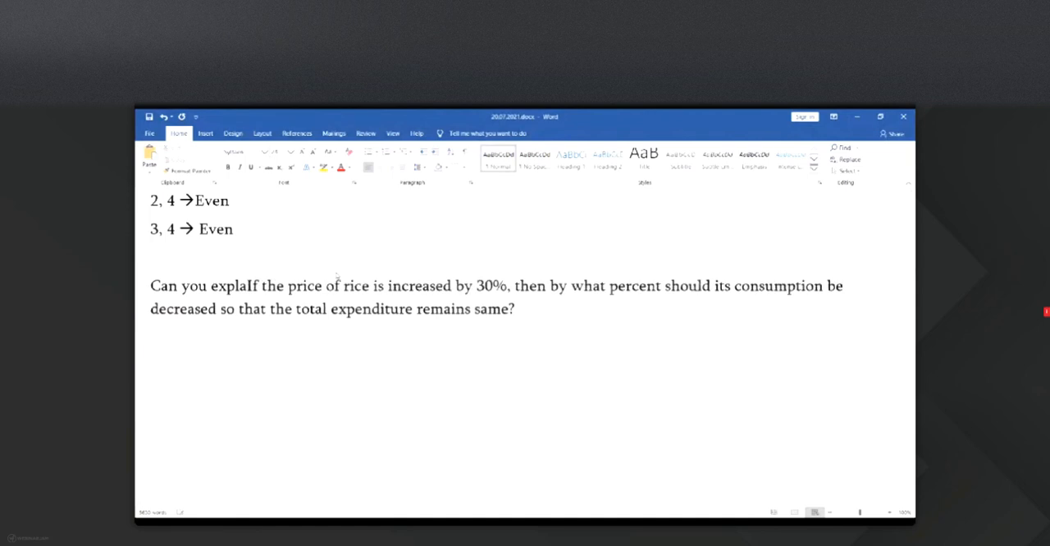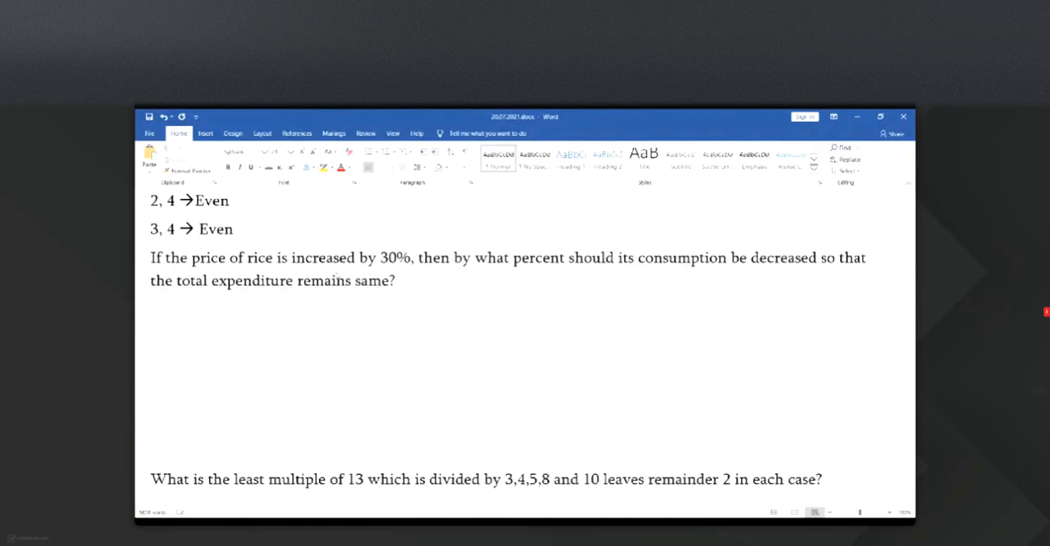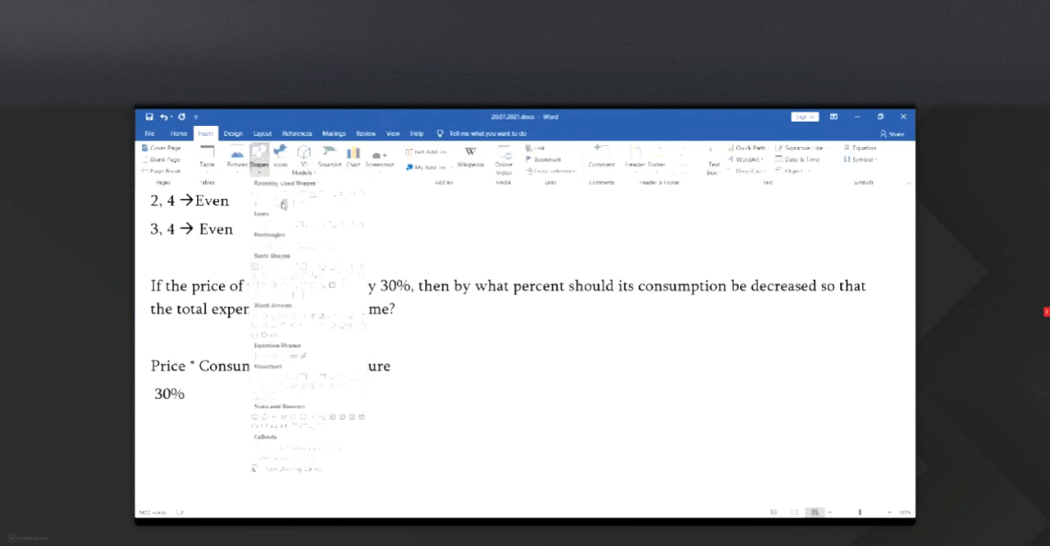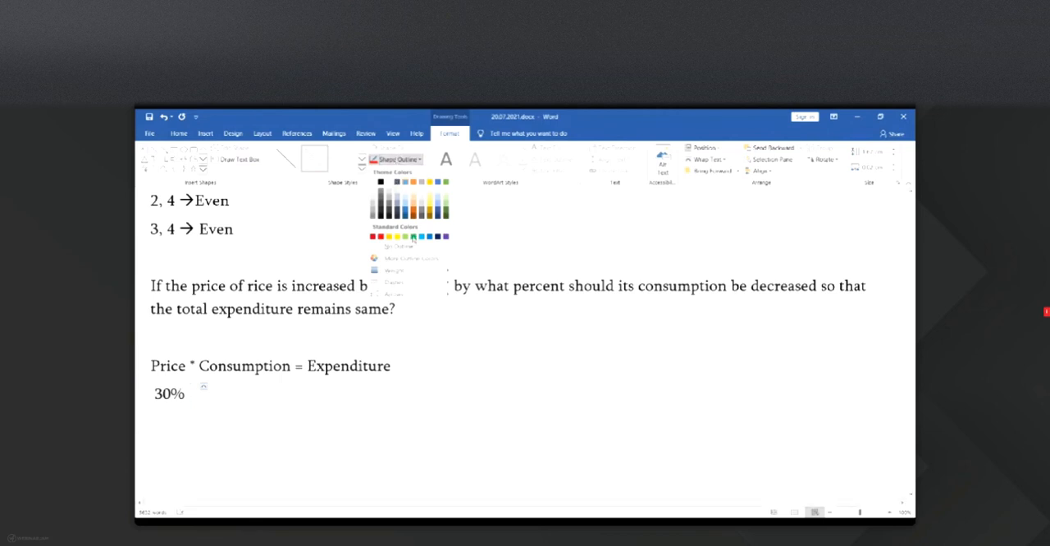It goes the same way as successive percentage change. If the price is increased by 30 percent, by what percentage should consumption decrease so that expenditure remains the same? Instead of sales, you can mark it as expenditure. So the price has a 30% increase here, that is what they said.